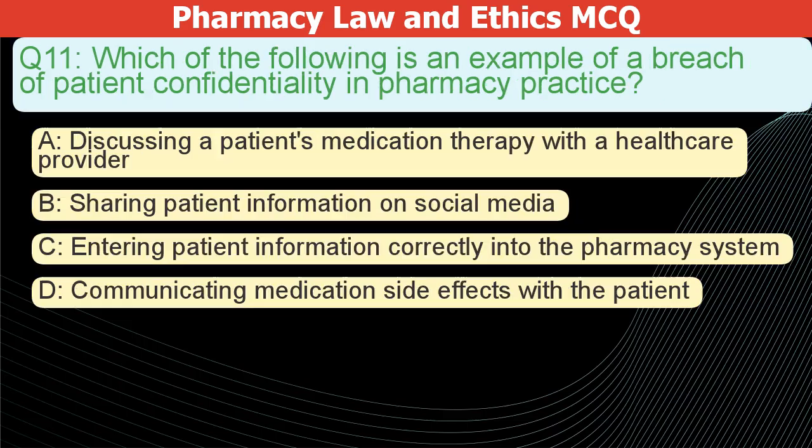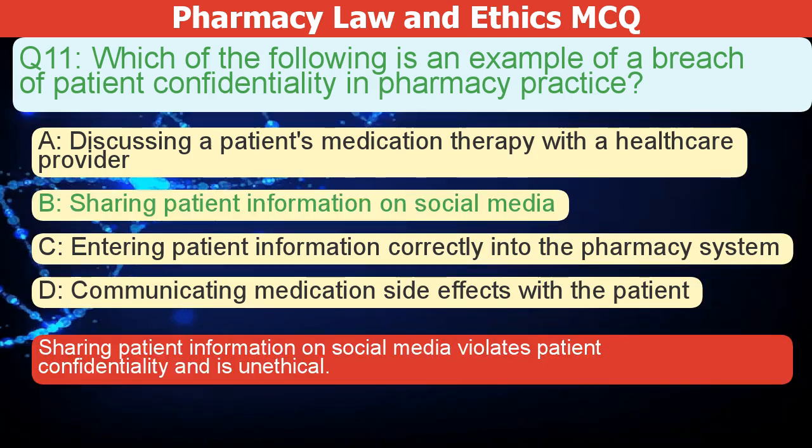sales. Which of the following is an example of a breach of patient confidentiality in pharmacy practice? A. Discussing a patient's medication therapy with a healthcare provider. B. Sharing patient information on social media. C. Entering patient information correctly into the pharmacy system. D. Communicating medication side effects with the patient. The correct answer is B. Sharing patient information on social media violates patient confidentiality and is unethical.